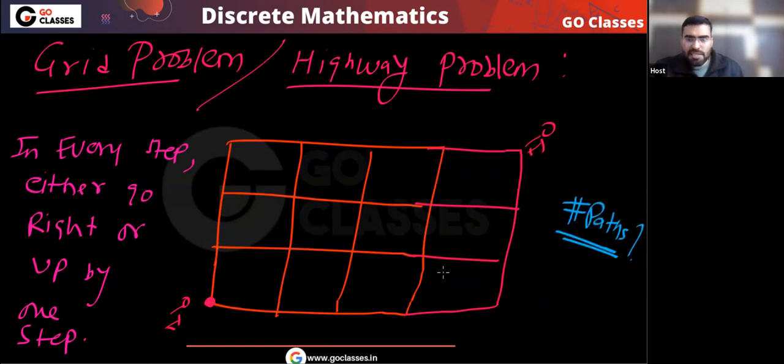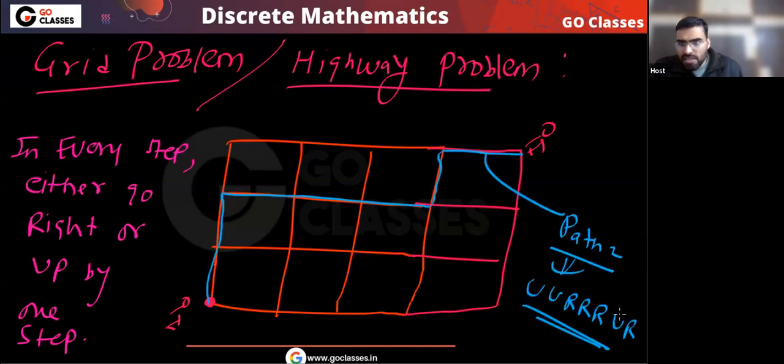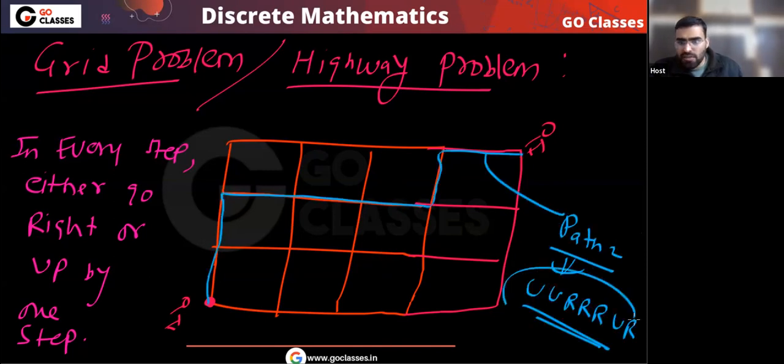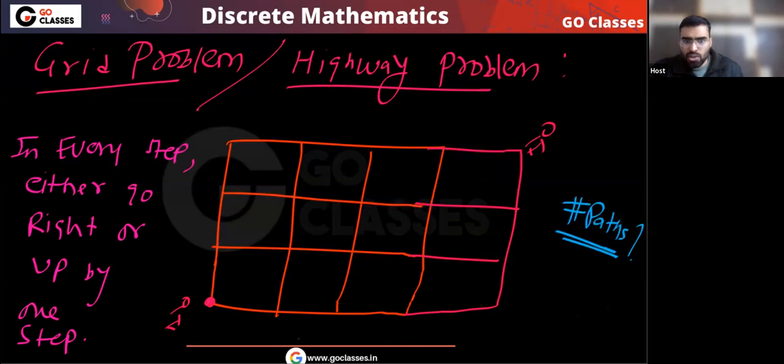Similarly, I can say that whatever path you take, for that path, how many sequences of this type can you get? Is it possible that you can get multiple sequences for the same path? Is it possible that for the same path you can get more than one sequence like this? It is never possible, right? Whatever path you take, for every path you will get exactly one sequence of u comma r.